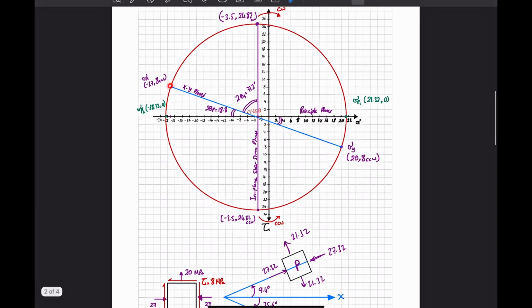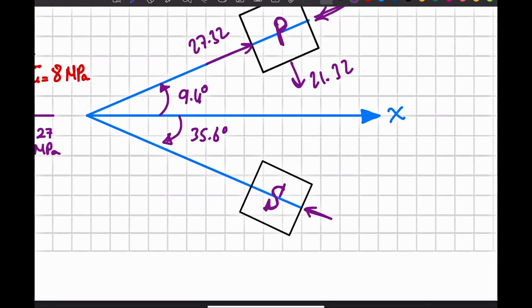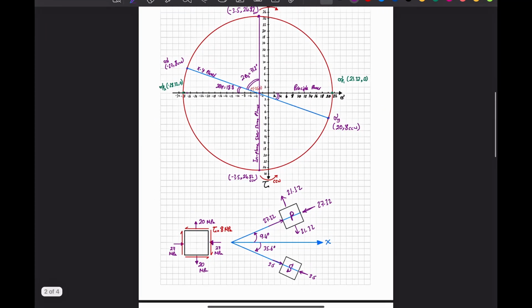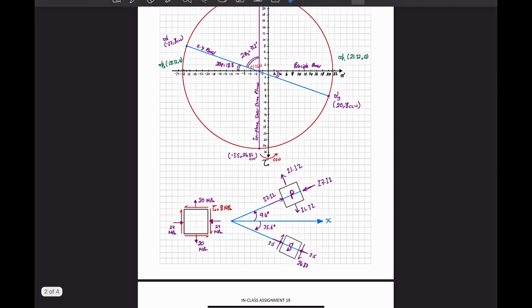So x, it was this x face. I have negative 27 in compression, and it went from negative 27 to negative 3.5. So here the x is going to be 3.5 in compression. Okay, now the shear. So I went from a shear equal to 8 clockwise, like what you see here, to 24.82 clockwise. So here it's going to be 24.82 clockwise here and here. So I finished x. Let's do the y.